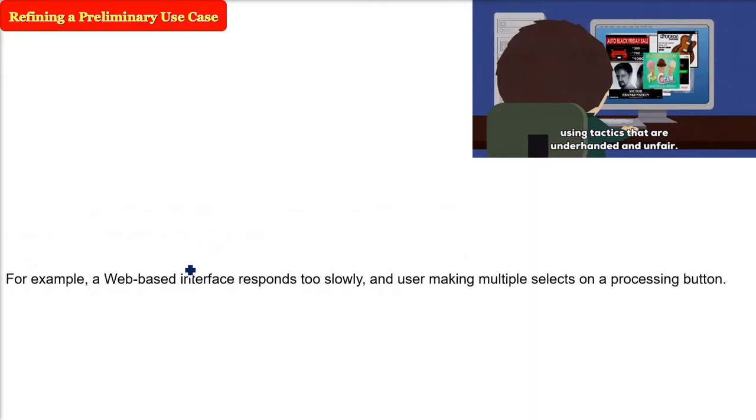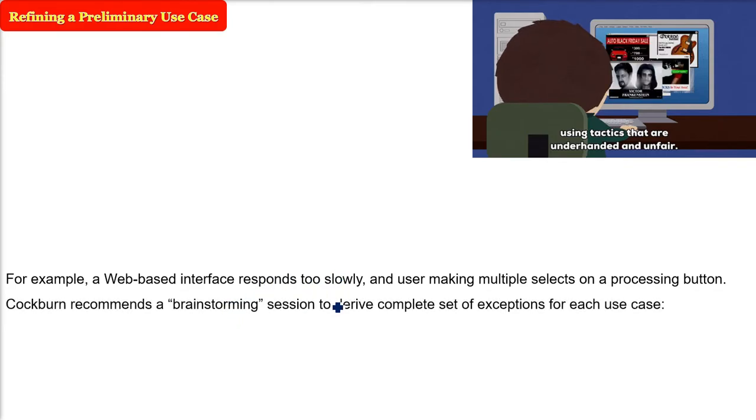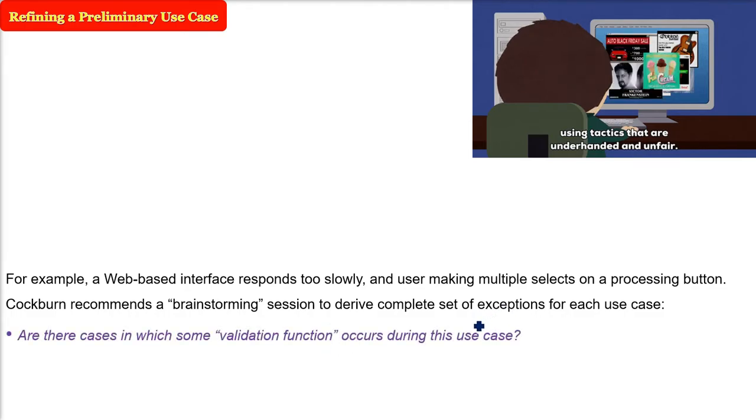Let us take an example. If you are sitting in, say, Canada, accessing your home in the US, maybe the web-based interface is too slow. You are clicking so many buttons. So here, how to do this? Because multiple problems can arise. So Cockburn recommends there has to be a brainstorming session, because we need to derive the full set of exceptions for each and every use case.